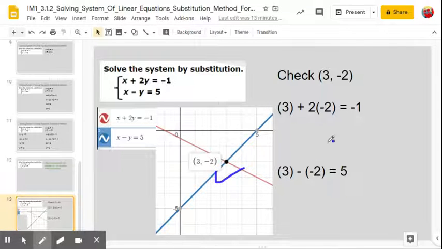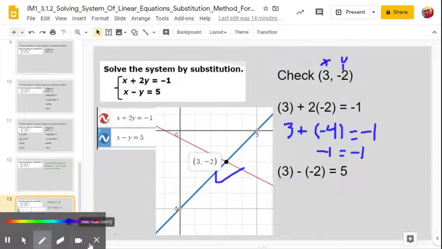All right, but you can also check it algebraically. So again, the 3 represents the x, and the negative 2 represents the y. So I substitute that into both equations. So x is 3, so I replace this x with 3. 2 times y, so 2 times negative 2 equals negative 1. Well, let's see what you get. 3 plus, this is what, negative 4 equals negative 1. Yep, negative 1 equals negative 1.